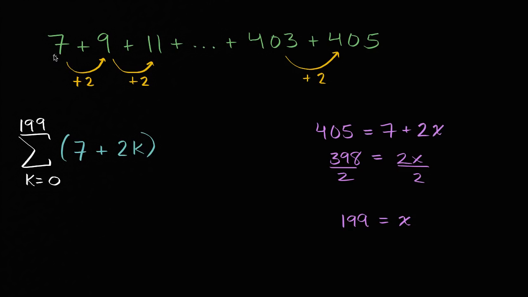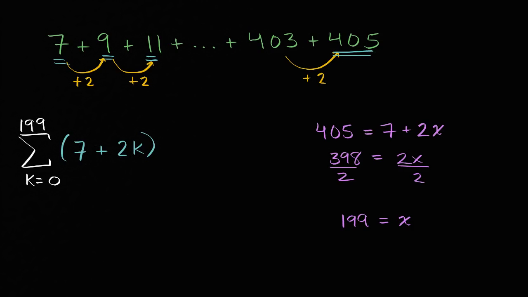When k equals 0, this is just going to be 7. When k equals 1, it's 7 plus 2 times 1, which is 9. When k is equal to 2, it's going to be 7 plus 2 times 2, which is 11. And all the way, when k is equal to 199, it's going to be 7 plus 2 times 199, which is 398 plus 7, which is 405. So that's one way that we could write it.